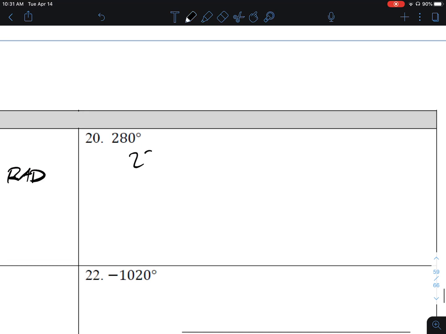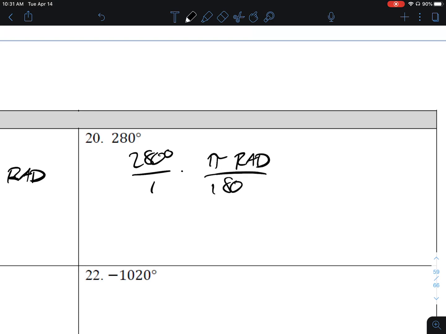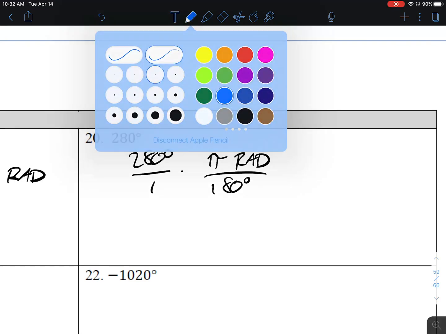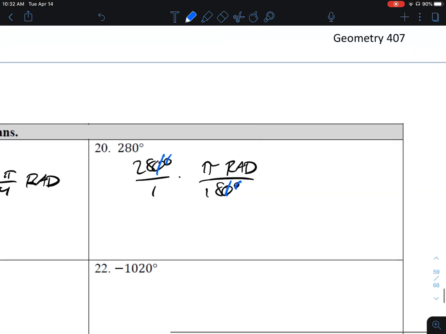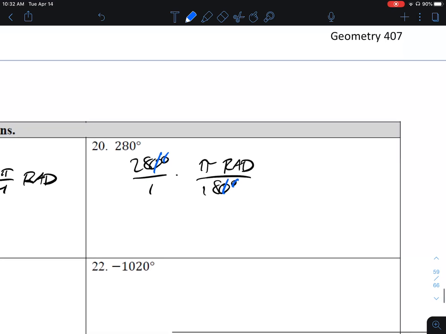280 degrees. We're going to change to radians. We want the degrees to cancel. Pi radians, which is half a revolution, is the same as 180 degrees, which is also half a revolution. We can divide top and bottom by degrees. We can divide top and bottom by 10. We got 28 over 18, and we can divide both of those by 2, and this ends up being 14 pi over 9 radians.